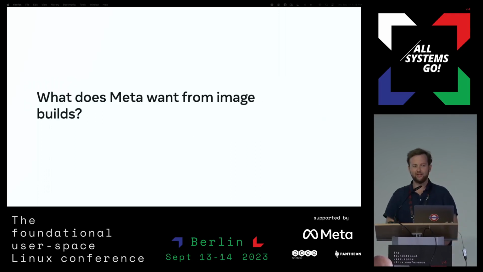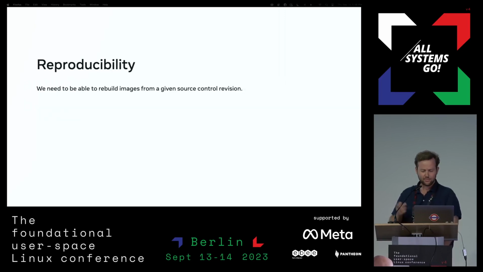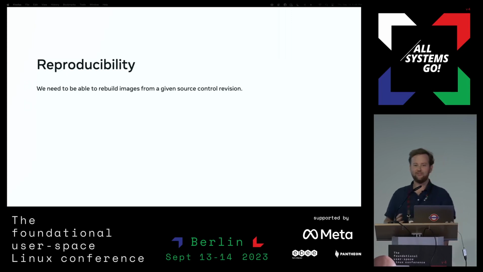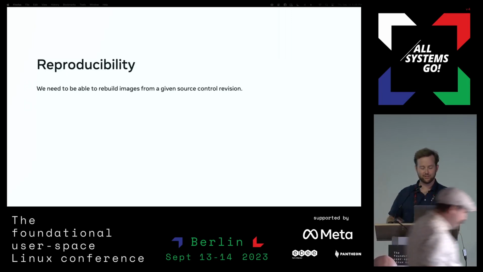So starting off, what do we want out of image builds at Meta? The biggest thing is reproducibility. If we're going to release an image into production, we want to make sure that we can always rebuild it in an equivalent, if not exactly bitwise reproducible way from source control, such that we get the same image every time we use the same source control checkout.